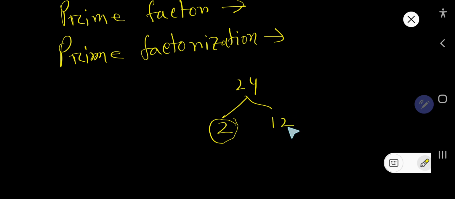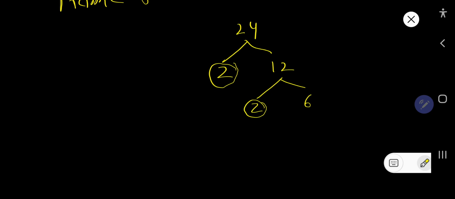second step here. So for 12, you can select two numbers that produce 12, that is, 2 times 6, that gives you 12. But this 2 is a prime number, so let's circle it. Okay, now work on 6. You can write this 6 as 3 times 2. This 3 is a prime number and this 2 is a prime number.